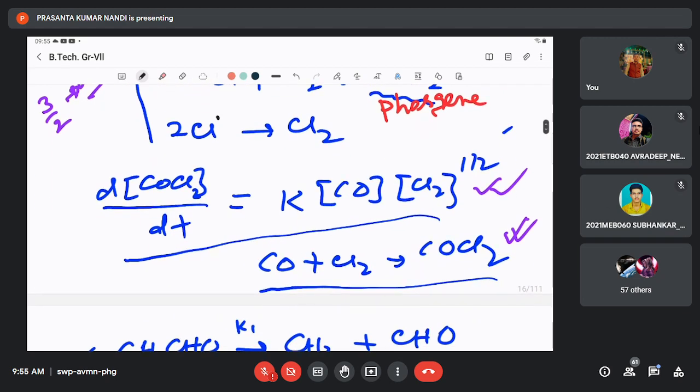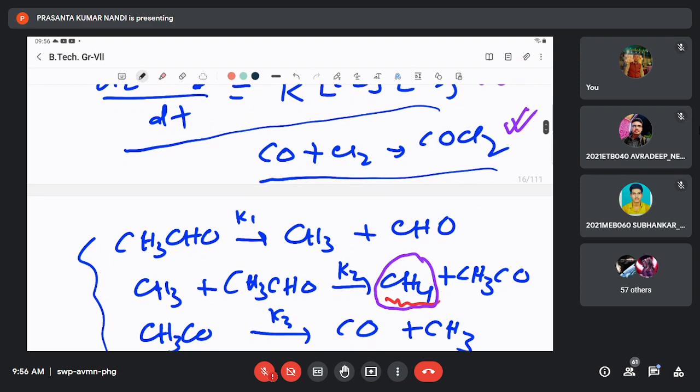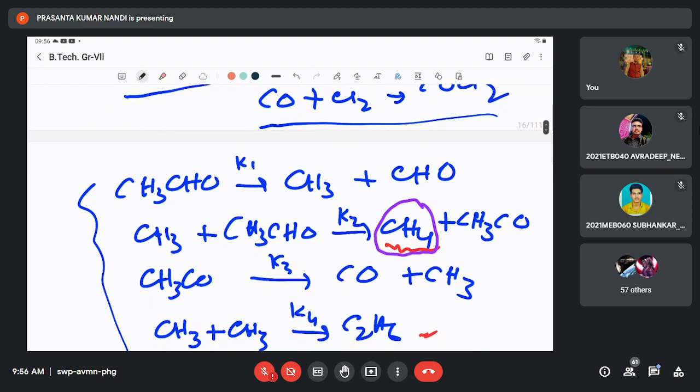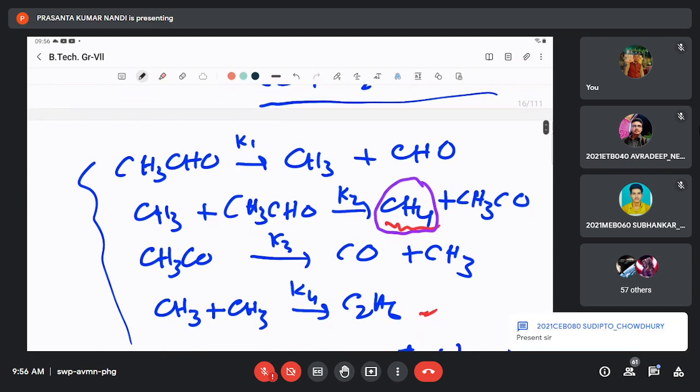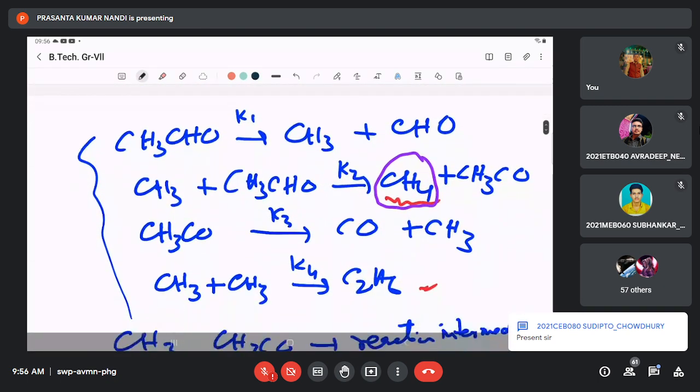Yes, so this is the overall reaction: CO reacts with Cl2 to produce COCl2. This is the overall reaction that you can write, and these are the 4 steps that I have given to you. Oh, sorry, this is another mechanism, another set of reactions that you can write down.